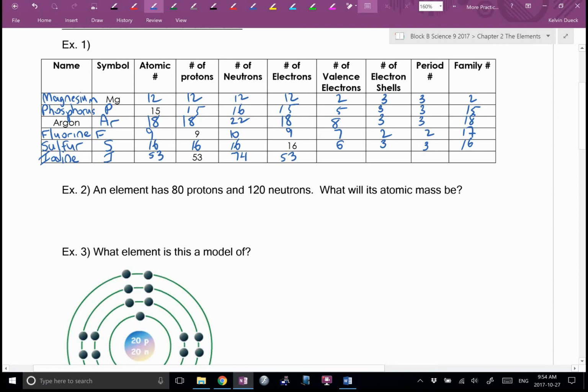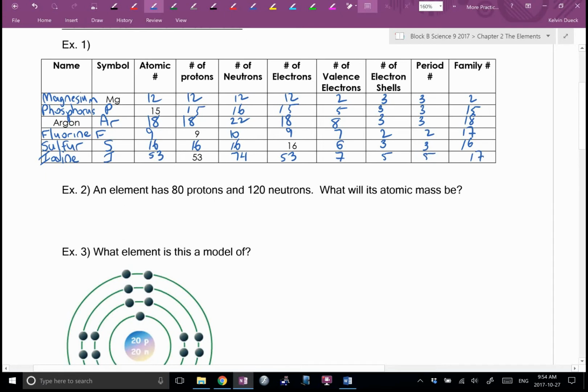Number of valence electrons. And this is where, when it's this far down and we have weird stuff happening in the outer shells, the answer is not 17. Number of electron shells, 1, 2, 3, 4, 5. Period number 5, family 17.